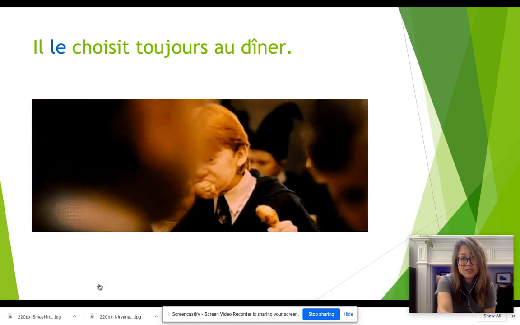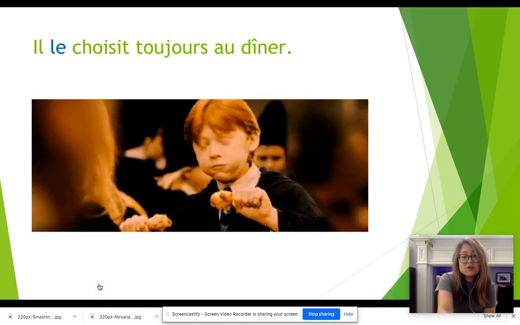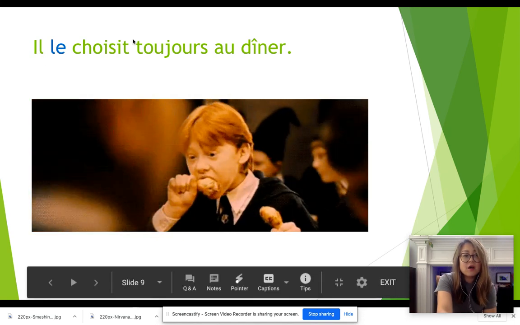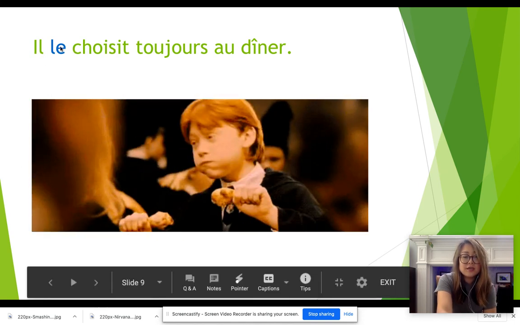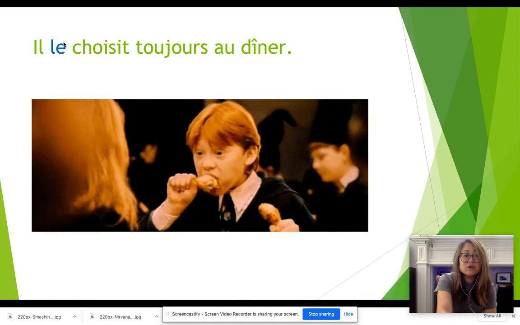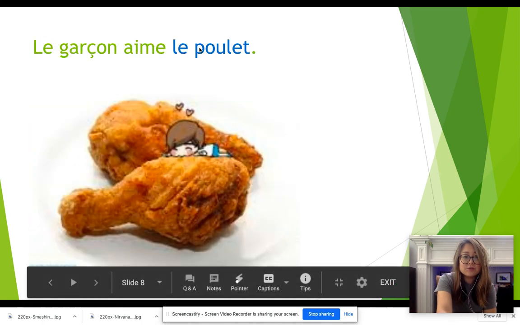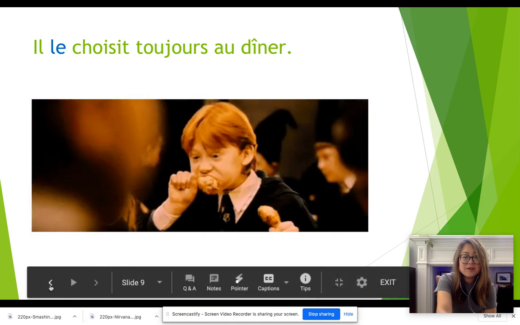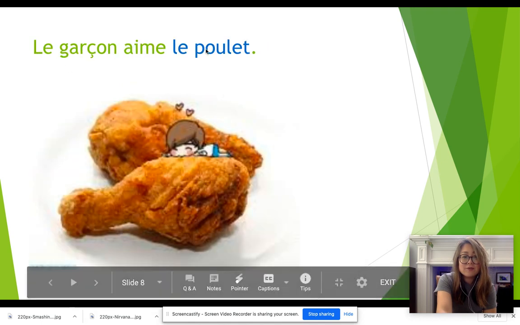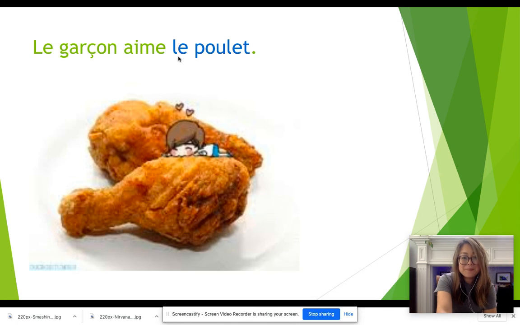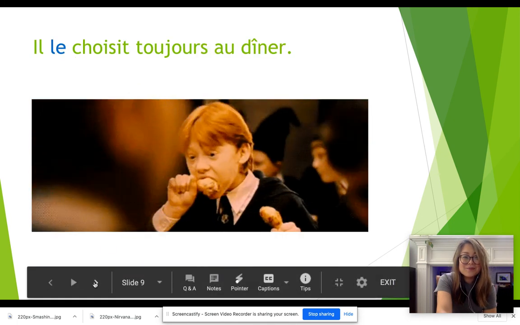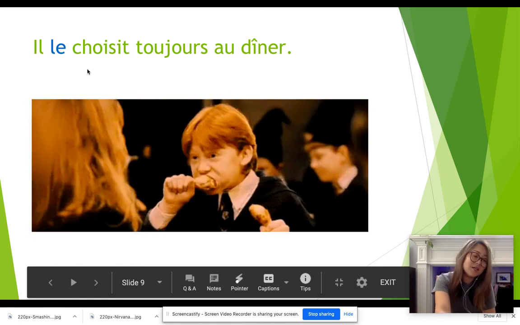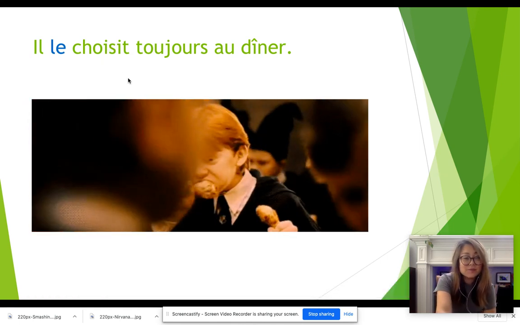Il le choisit toujours au dîner. He always chooses it at dinner. So the le is referring back to le poulet. Notice how it comes before the verb. If it's before a noun, like chicken, it's the, but if it's before a verb, it's it. Il le choisit toujours au dîner. He always chooses it at dinner.